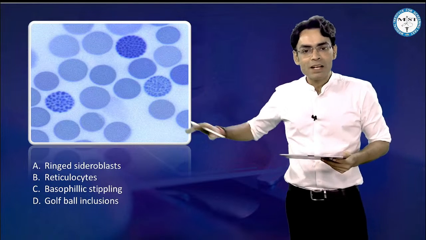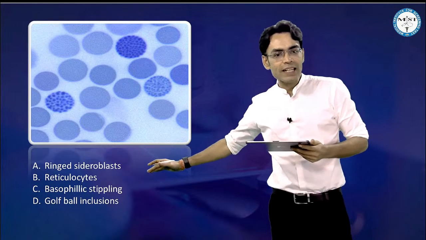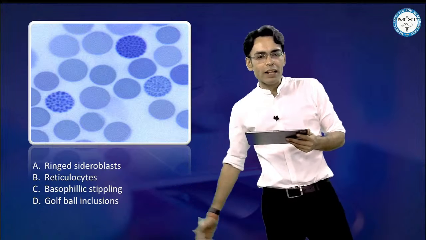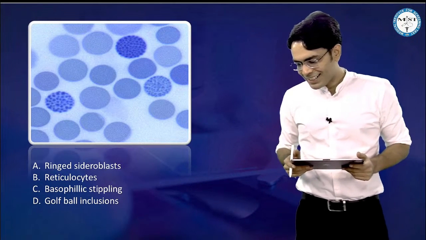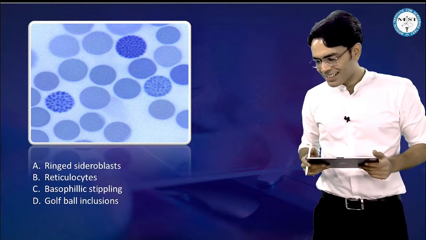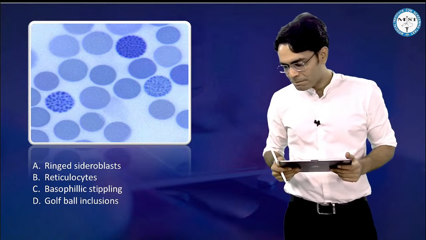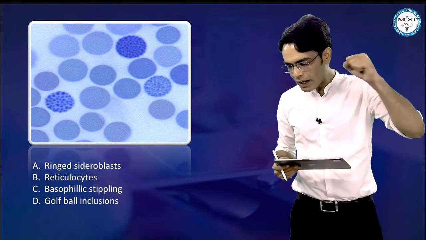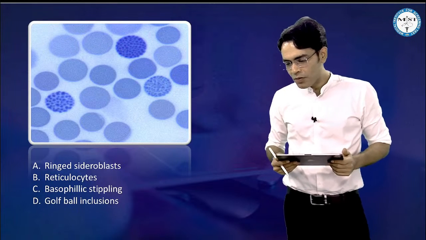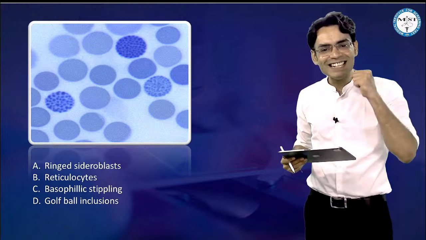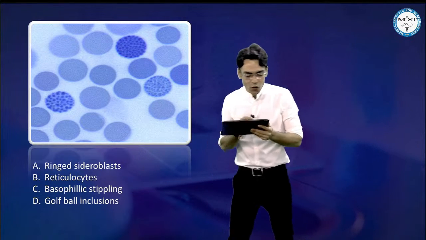Absolutely. Correct. Now tell me, what are these? Are these ring sideroblasts or reticulocytes, or is it basophilic stippling, or are they golf ball inclusions? Yes, you are right. Very good, Altaf. Very good. Wow. Nice. Beta, you're right. This is your golf ball inclusions.